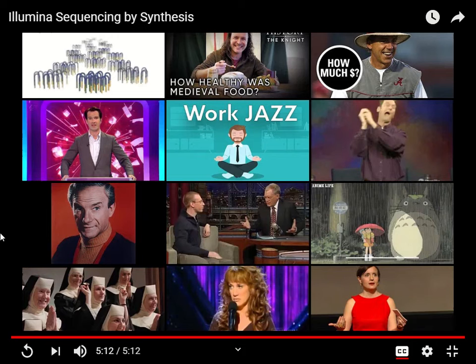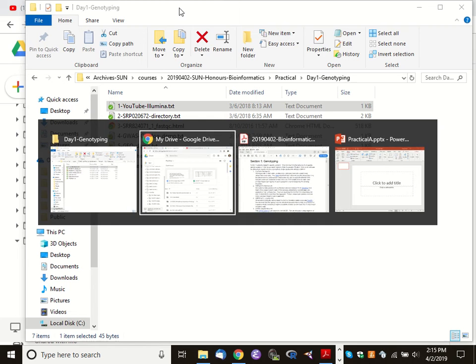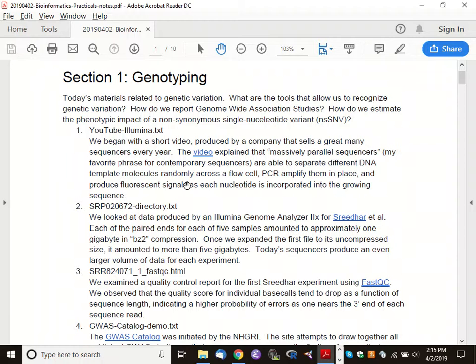Okay. So now that we have that, I'm going to come back to our directions here. So yes, they're able to separate different DNA template molecules randomly across a flow cell, PCR amplify them to produce a bunch of copies of that molecule at that location, and produce fluorescent signals that we can then read to do base calling for these sequences that we build.